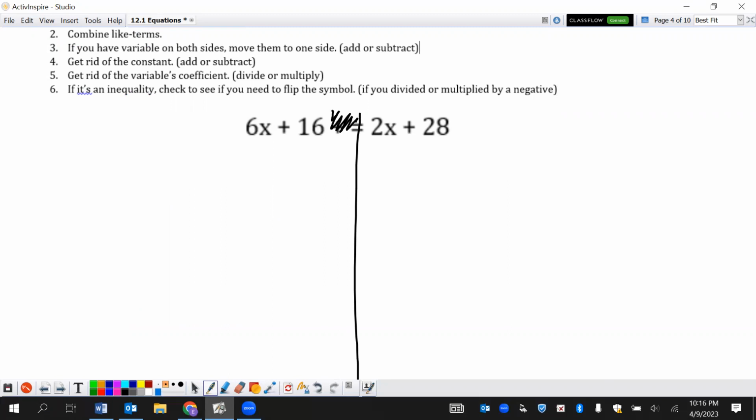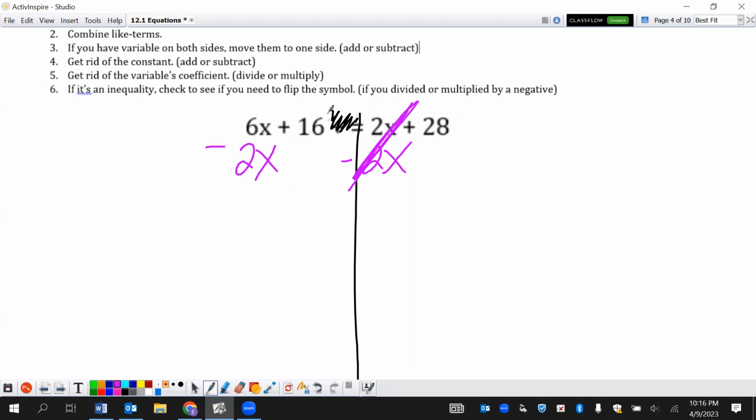All right, in this example, we have letters, X's, on both sides of the line. And so whenever that happens, we first want to move the X's, or the letter, whatever letter it is, to one side of the line, one side of the equation. I personally like moving the X that's on the right side. And so in this case, it's a positive 2x. So the opposite of plus is minus. So I'm going to do minus 2x.